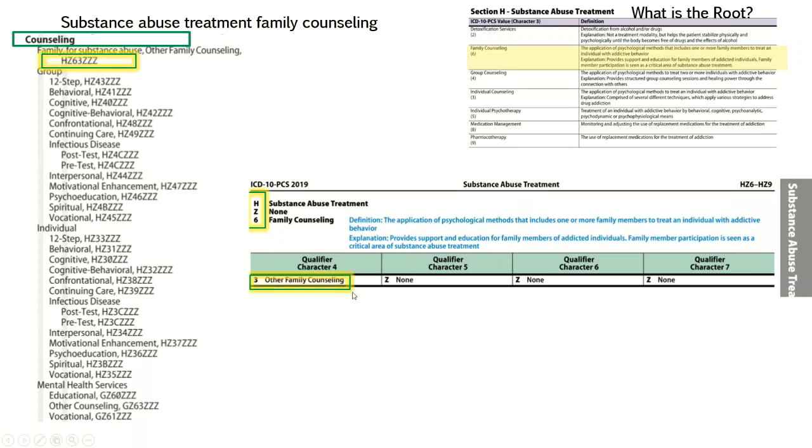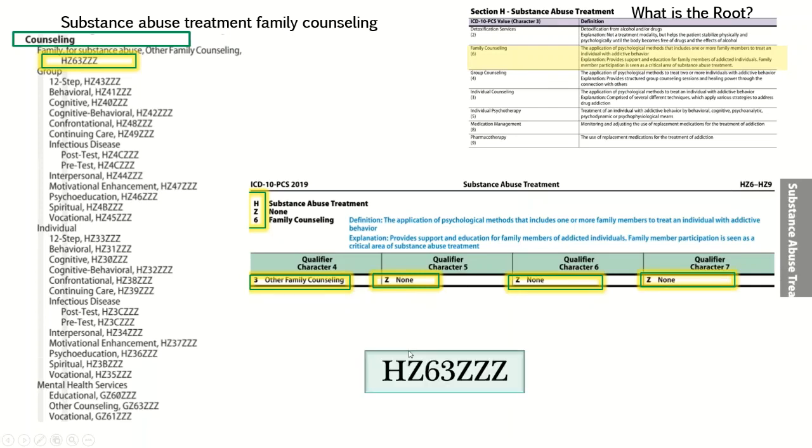Our fourth character will be other family counseling. Fifth, none. Sixth, none. Seventh shall be none. And the final code is HZ63ZZZ.